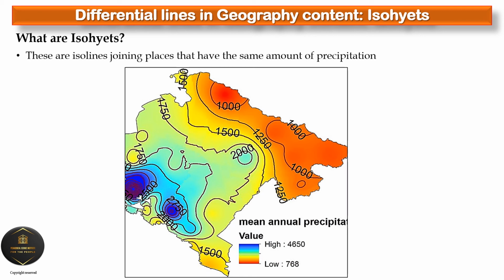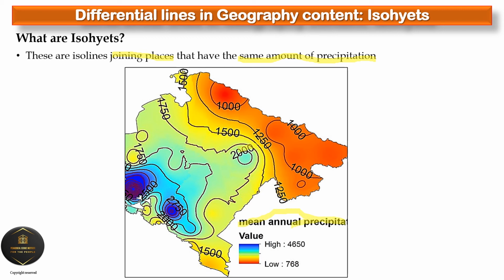Isohyets are lines joining places that have the same amount of precipitation. So it may be the same rainfall, same snowfall, and all. So these are the lines, and you can see that the different colors are showing the mean annual precipitation value.